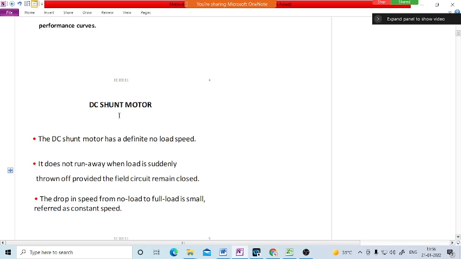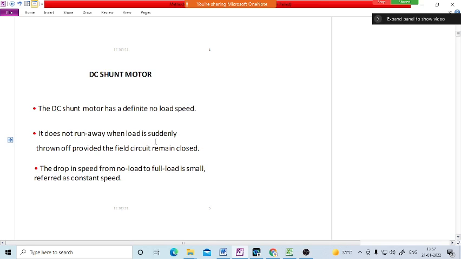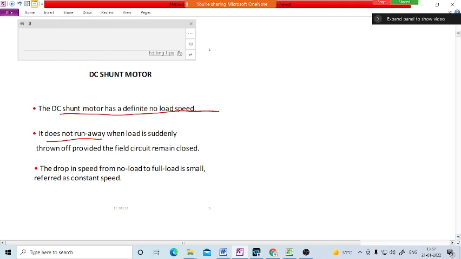Let's talk about the DC shunt motor. The DC shunt motor runs at a constant speed at no load, so it does not run away when the load is suddenly thrown off, provided the field circuit remains closed. The drop in speed from no load to full load is small, so it is referred to as constant speed. The speed is defined as the no load speed.